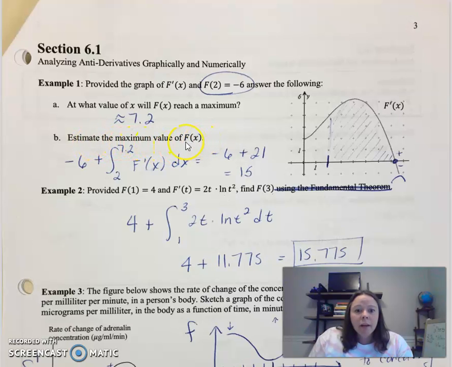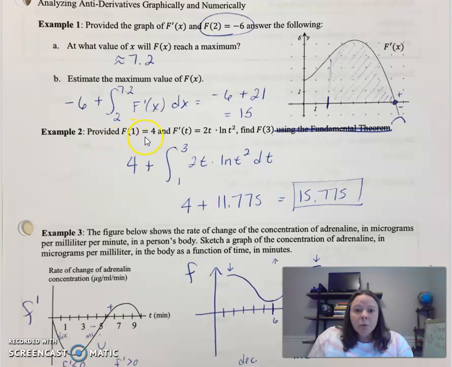Estimate the maximum value of the original function. Start with what you know. We know at 2, the value on the original function is -6. From there, I want to estimate the area under the derivative. The mathematical notation is the definite integral from 2 to 7.2 of f prime of x dx. Again, you'd have to count the boxes. I estimated it to be about 21. So what we knew at 2 plus all of this area, add that together and we're going to say roughly 15. Nothing new, this is what we did in chapter 5.